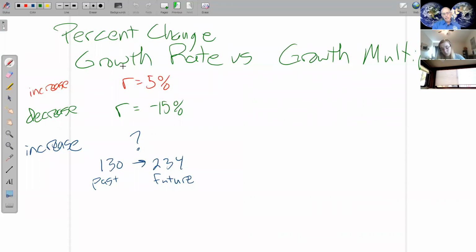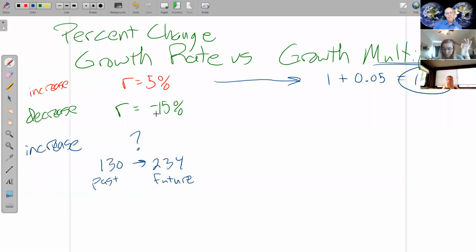Now, it turns out that there's many situations that have rates of change that are percentages. Sometimes it's an increase, but sometimes it's a decrease. So I just want to go over a few examples. So we just looked at one that was an increase. And so to turn that growth rate into a growth multiplier, all we do is go 1 plus the rate as a decimal. And so my growth multiplier, the important part, is 1.05. And that's what goes in my formula.